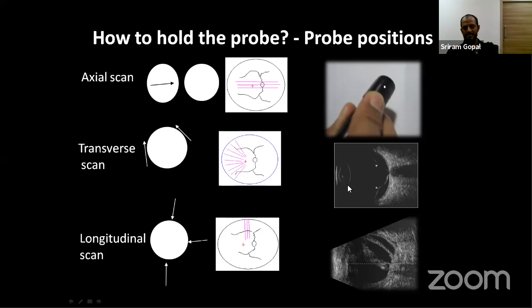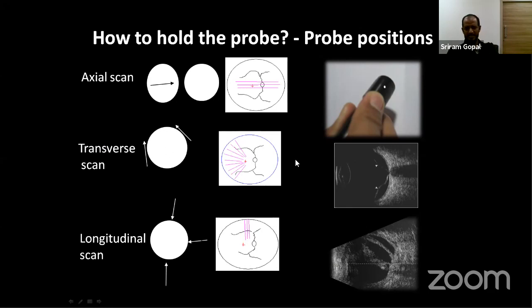This is a typical axial scan which runs through the cornea, anterior chamber, anterior and posterior lens capsule, and the posterior pole. So this is an axial scan. You can do an axial scan in a vertical or a horizontal or an oblique manner. The only problem in an axial scan is you can only scan the posterior pole. And second, because you're passing through all the layers of the lens, the sound impedance is more. A lot of sound gets reflected off the lens, so your images are not that good.